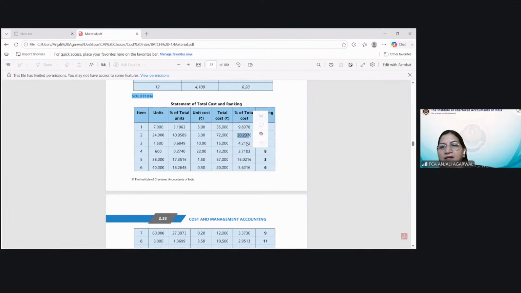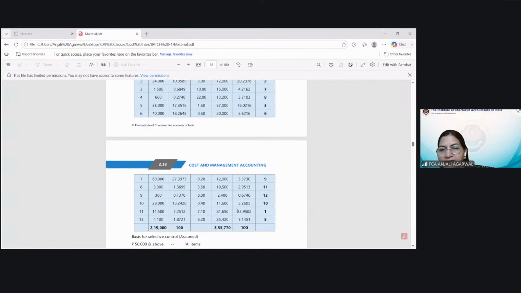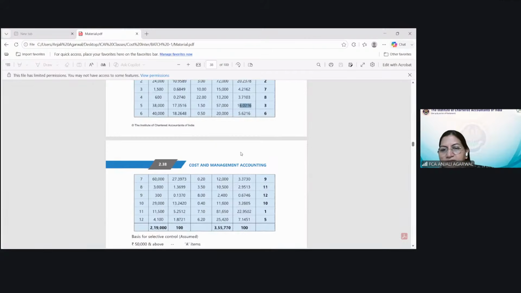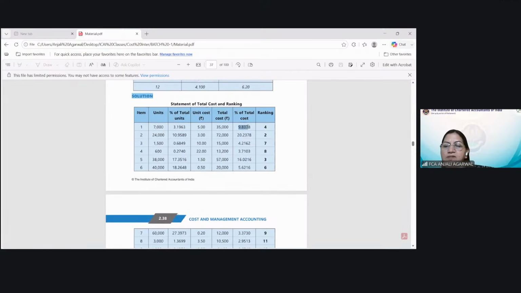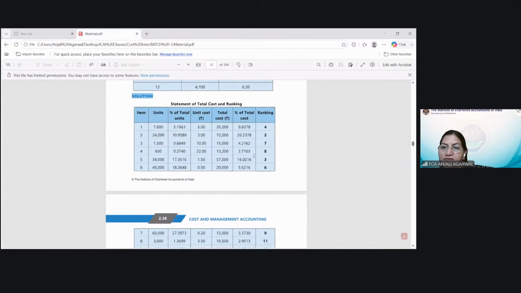Okay. Now you look at these values. So 22 is very high. 22 is my first rank. Then 20 is the second rank. So you give ranks to these. After 20, 16. This is the third rank. After 16, 9,000. This is the fourth rank. After 9, 5 and 7. This is the 5th rank. This is the 6th rank, and so on. So I've given the rank to all the 12 items on the basis of value.